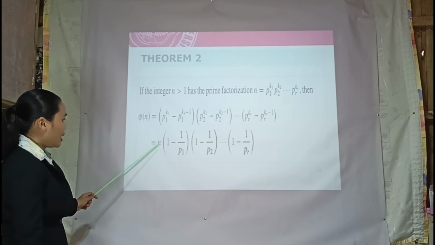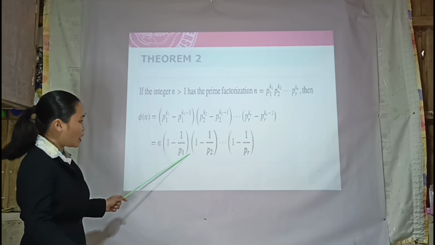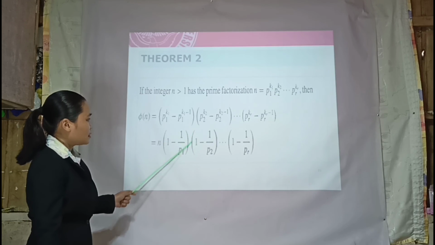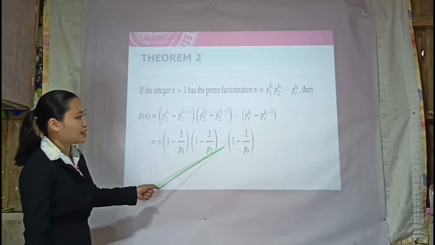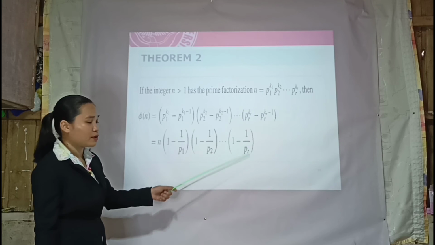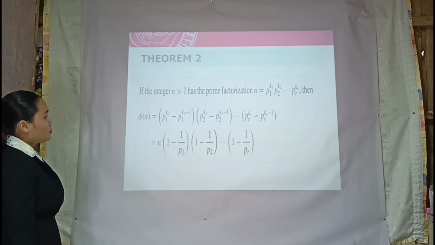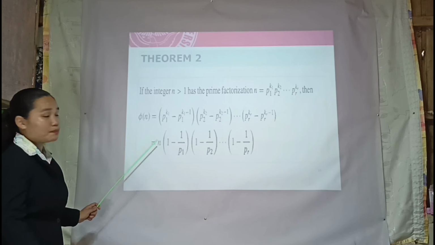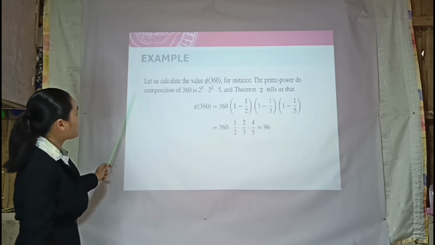So, we have n times 1 minus 1 over p sub 1 times 1 minus 1 over p sub 2 until 1 minus 1 over p sub r. So, just remember this formula for theorem 2. So, here is an example for you to understand.